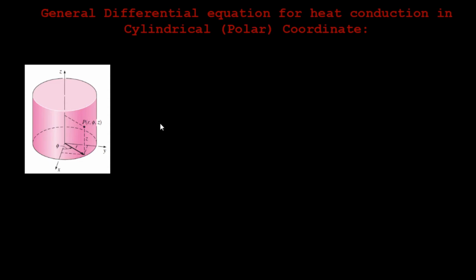Now, let us see the general differential equation for heat conduction in cylindrical or polar coordinate. So here we can see that we have a cylinder here, and in the cylindrical coordinate system we have two linear dimensions and one angle. The linear dimensions are radius r and height z, and the angle will be phi. So here we have a point in the cylindrical coordinate system. I'll call it P, and that depends on r, phi, and z.